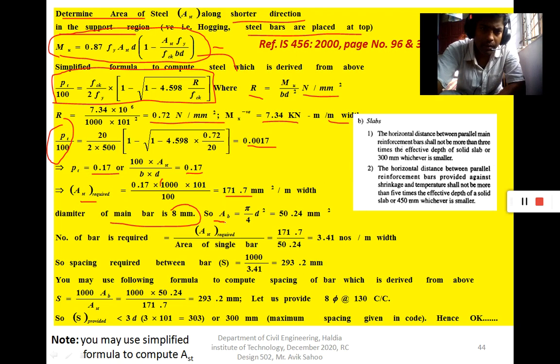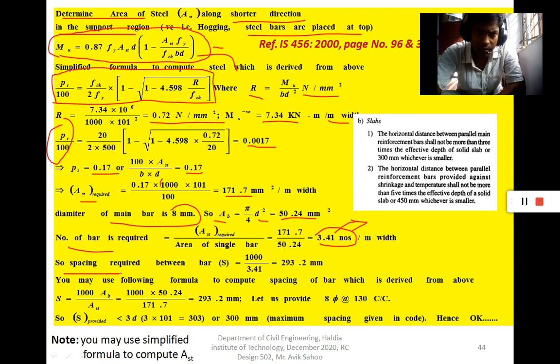The area of a bar, denoted by Ab, is pi by 4 d square, which is 50.24 millimeter square. So the number of bars required is Ast required divided by the area of a single bar. So we get 3.41 numbers per meter width. I mean, in 1 meter width, 3.41 reinforcement bars are required.